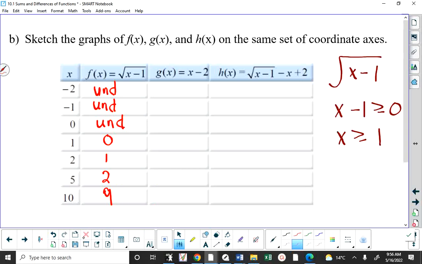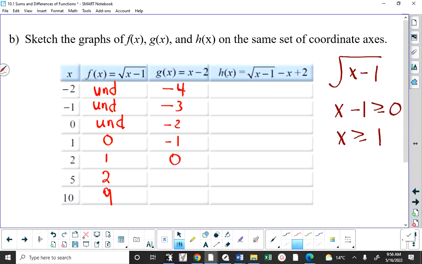And then we move on to the next column, x minus 2. So negative 2 minus 2 is negative 4. Negative 1 minus 2 is negative 3. 0 minus 2 is negative 2. 1 minus 2 is negative 1. 2 minus 2 is 0.